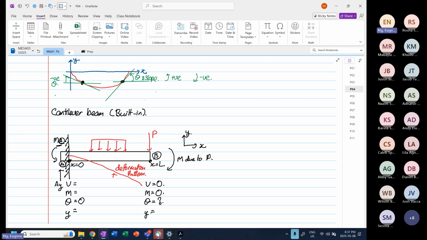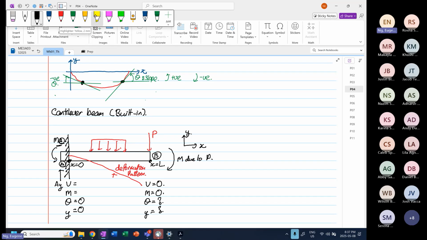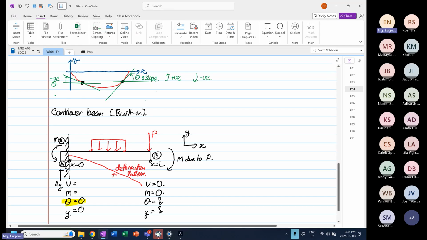And the last one is straightforward. Deflection is equal to 0. This we don't know. So for built-in, an important thing to note is that theta is equal to 0 at the built-in end. Next week I'll bring a camera and show you by bending the ruler. Some of you have seen it before, and you can see that the slope is indeed equal to 0.